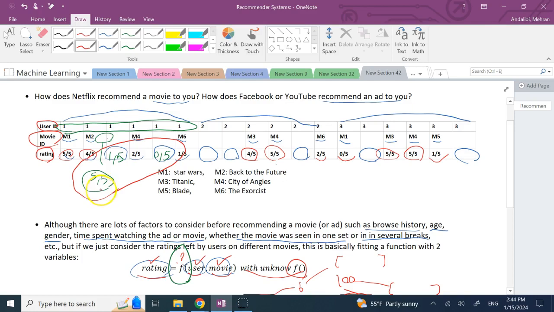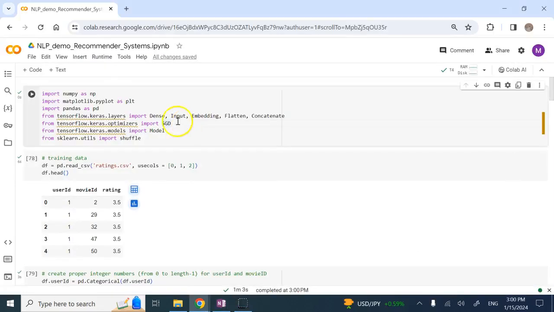And they suggest you what? The one that got the highest predicted rating. They suggest you those because they are more likely to be seen by you. Okay, so here let me show you the TensorFlow code that I have written here.